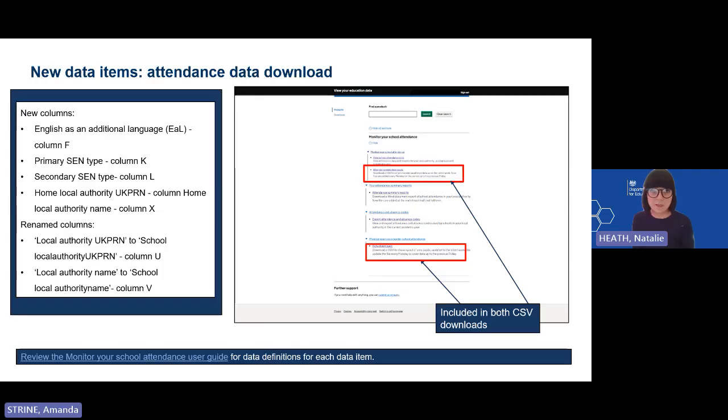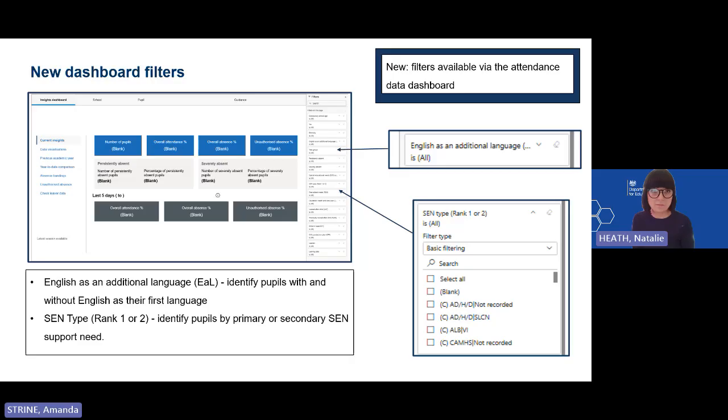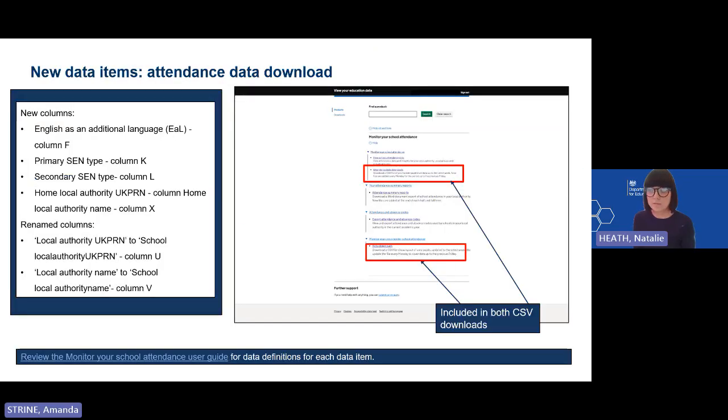At the same time, we've also surfaced some additional data items within the downloads. These are data items that were available via the data collection from schools, but we hadn't yet surfaced. These are English as an additional language, which is based off each pupil's first language. In the download, you'll see it listed as EAL, and it's available for each pupil and will show as either yes, no, or if we don't have access to that information via the school MIS, it will show as unknown.